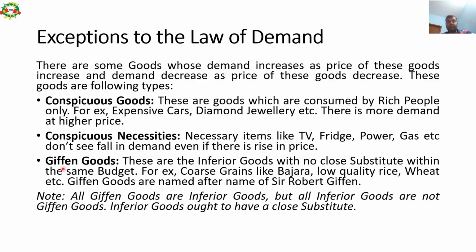And third is Giffen goods, very important. These are inferior goods with no close substitute within the same budget. For example, coarse grains like bajra, low grade rice, wheat. Even if their price increases, demand will not decrease. Giffen goods are named after Sir Robert Giffen. Please note down this statement also, a very important statement from an exam perspective. Please note that all Giffen goods are inferior goods, but all inferior goods are not Giffen goods. Inferior goods ought to have a close substitute, but in case of Giffen goods, there is no close substitute.